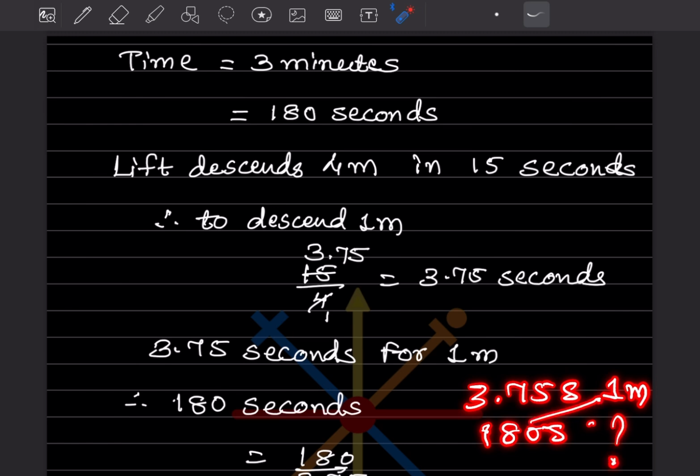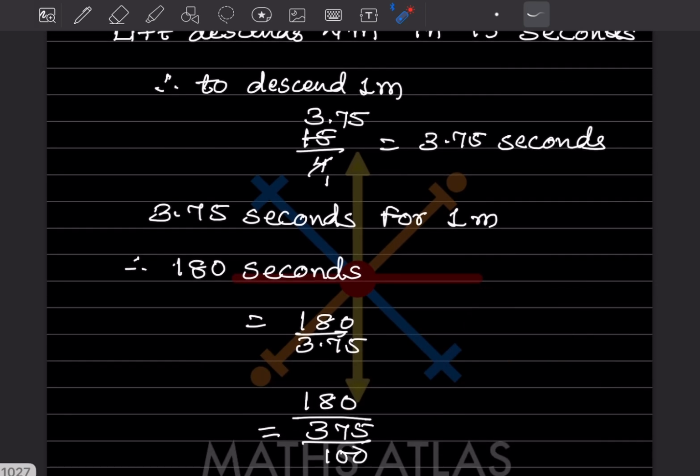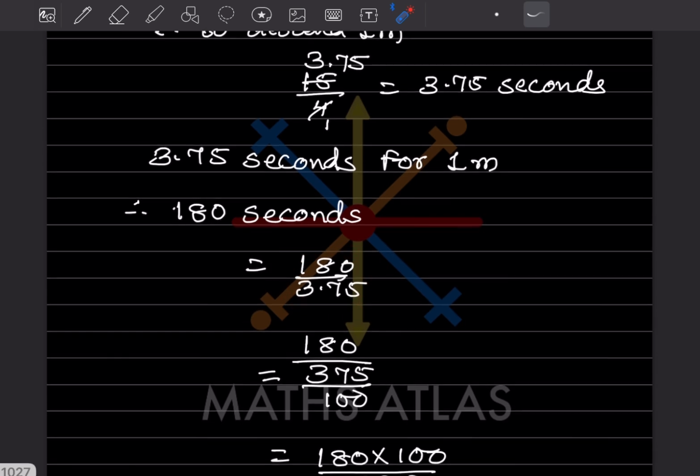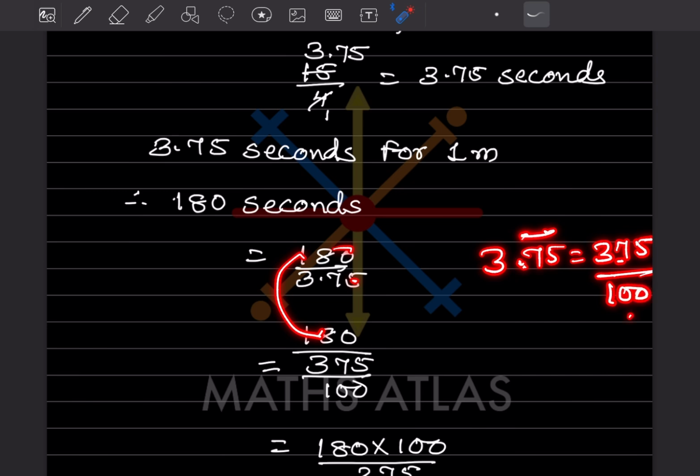So here we'll cross multiply. Whenever we have two numbers, it goes in the numerator. So 180 into 1 is going to be 180 divided by 3.75. Now I'll show you this because we are not using the calculator over here. If you're using the calculator, you can directly calculate 180 divided by 3.75. So for this 3.75, we can write this as 375 divided by, these are two numbers after the decimal, so that is going to get divided by 100.